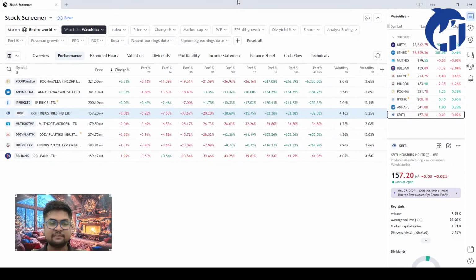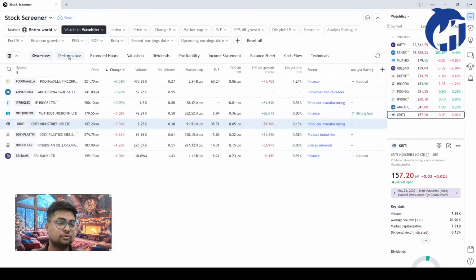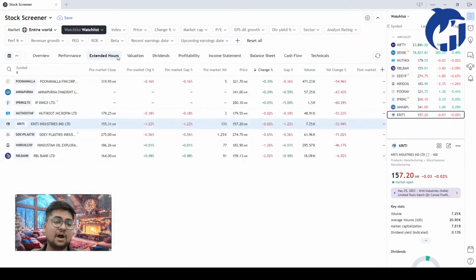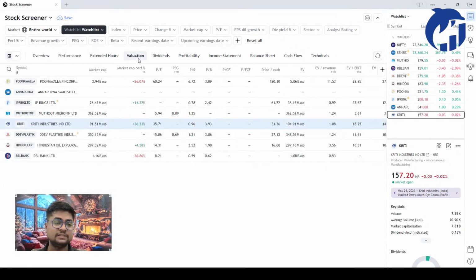So this is the TradingView platform. You can see what we can go through. We can go through the overview, the performance as of now: the weekly, monthly, 3 month, 6 month, year to date, 1 year, 5 year, 10 year, and all time performance. Then the extended hours performance, and the valuations. What are the valuations? PEG ratio, PS ratio, price to book ratio, P by CF, P by FCF, price by cash, EV by revenue, EV by EBITDA. So we will have an explanation of all this.